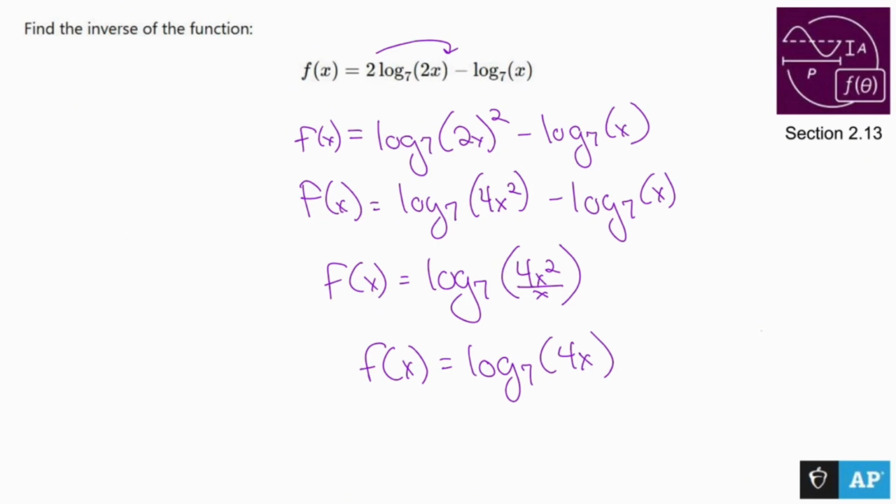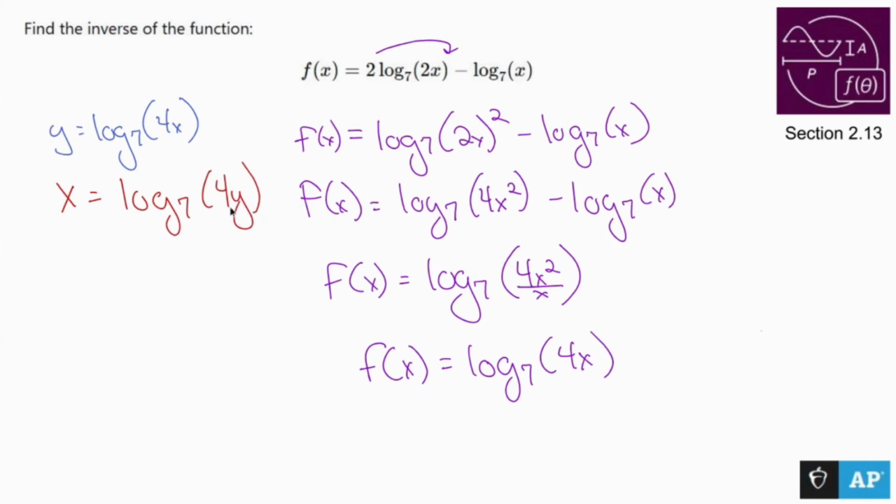Now what I want to do is find the inverse. I haven't even done that process yet. So let's turn f of x into a y, just to make it look prettier. That's going to equal log base 7 of 4x. Swap your x and your y. So x now equals log base 7 of 4y.